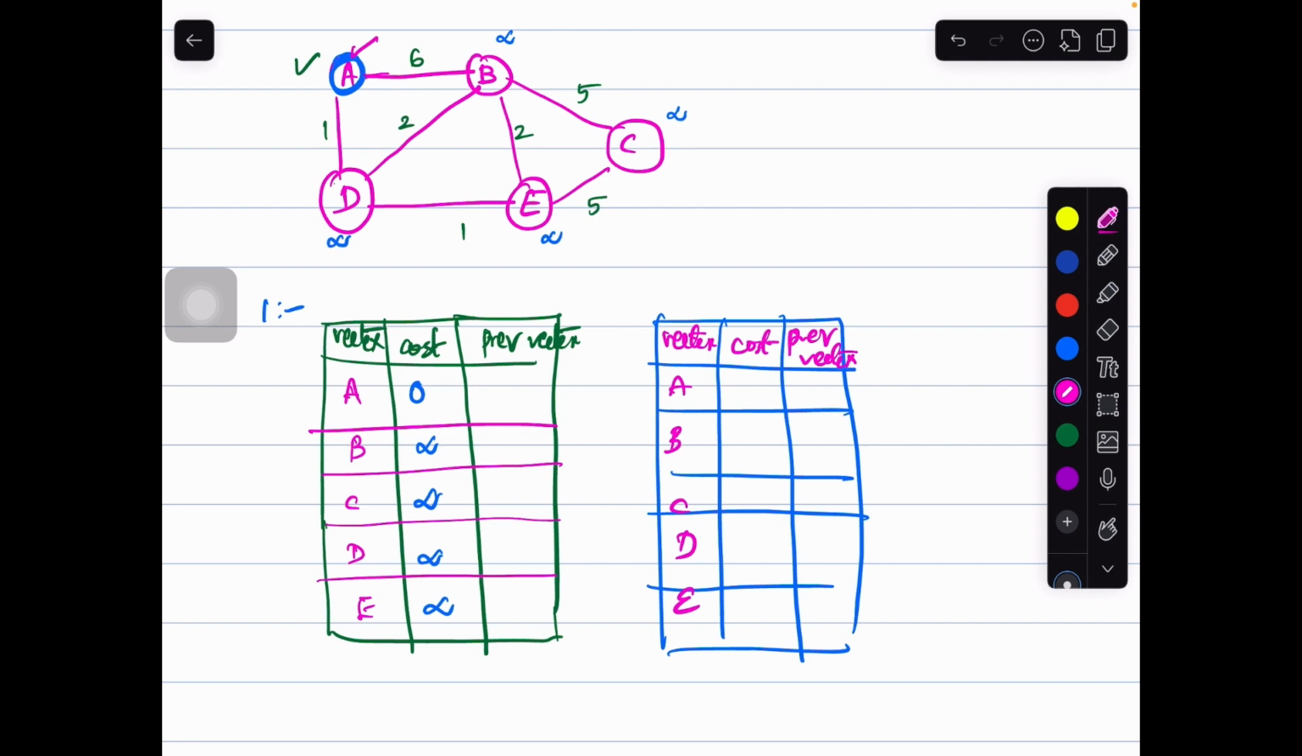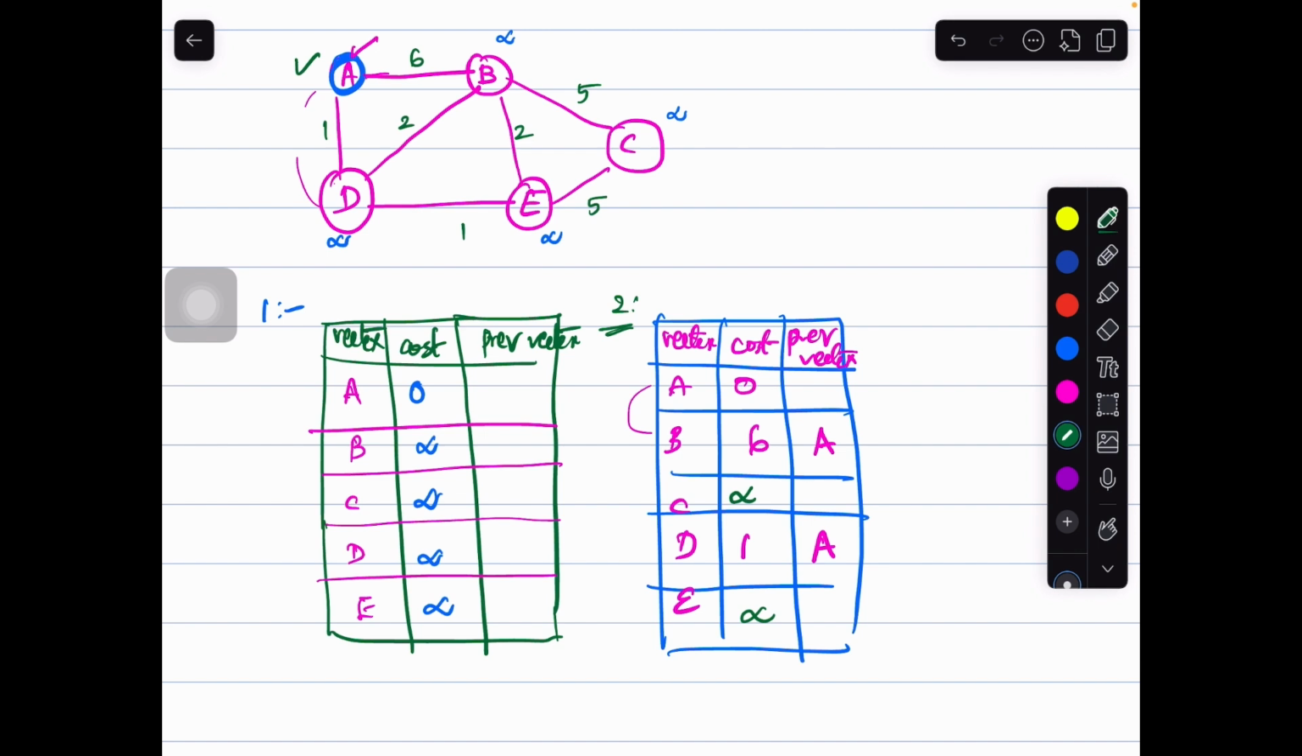For node A, the initial cost is 0. In order to reach from node A to node B, what is the cost that is taken? It is 6. And the previous vertex is A. Now we have to travel to node D from A. What is the cost required? That cost is 1. And the previous vertex is A. So this is our second step. For the rest of the nodes, C and E, we'll mark it as infinity. So this is our second table.